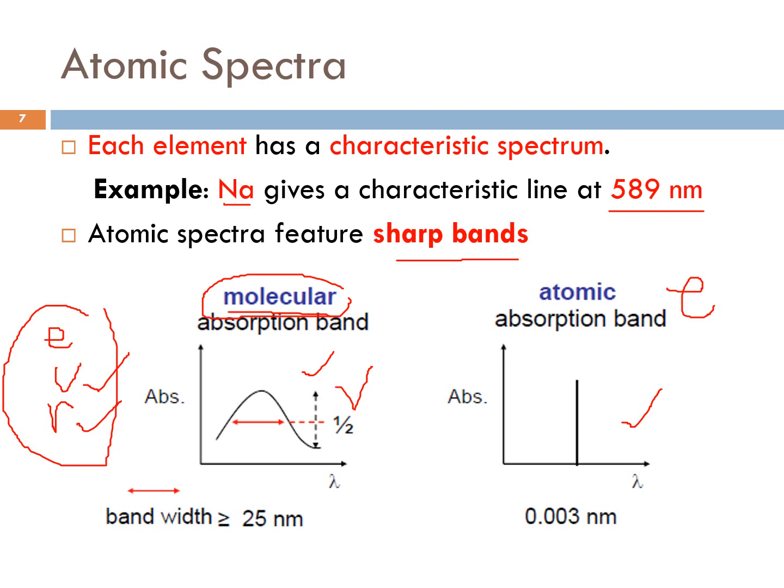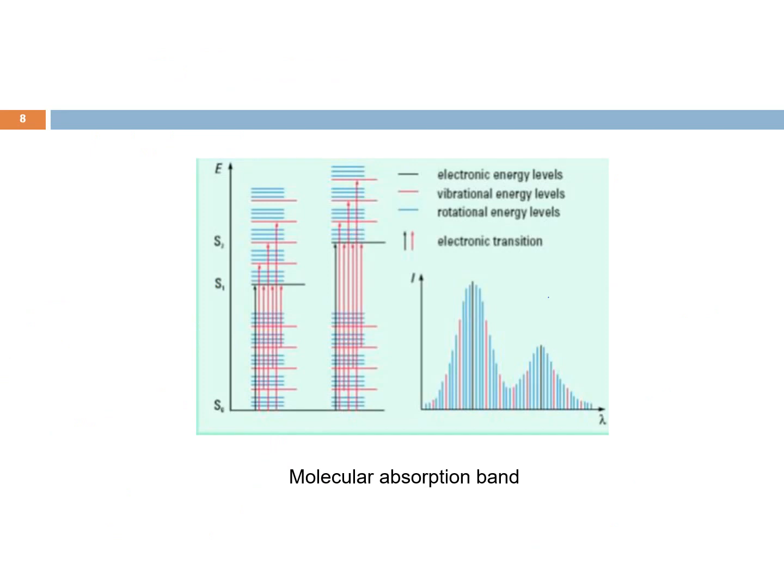How do we know whether it is sharp or broad? You can see with the naked eye, and another way is by measuring the bandwidth. Bandwidth is the width at half maximum. The bandwidth for a molecular absorption band is 25 nanometers, while for an atomic absorption band it is 0.03 nanometers. You can see here how the electronic, vibrational and rotational energy levels contribute to the broad band in the molecular absorption band.